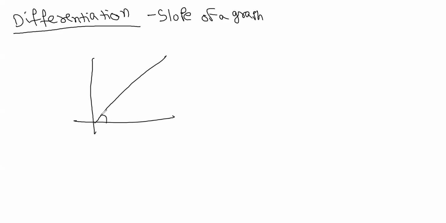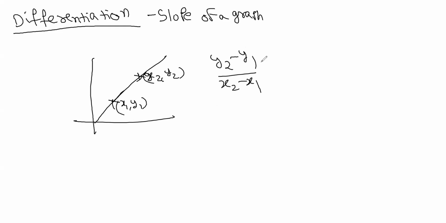Slope is nothing but, suppose this is theta, we take the points x1, y1 and x2, y2. Then we have this formula for slope: y2 minus y1 by x2 minus x1. And slope is also equal to tan theta.